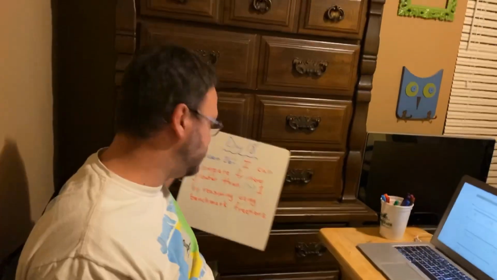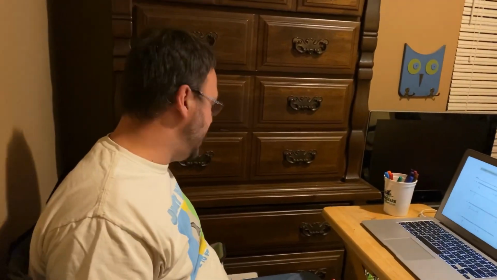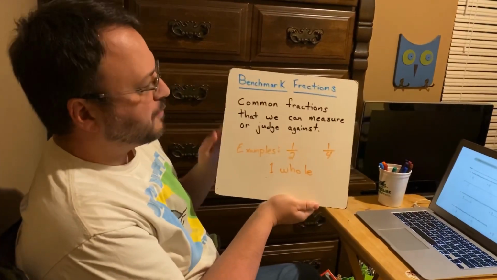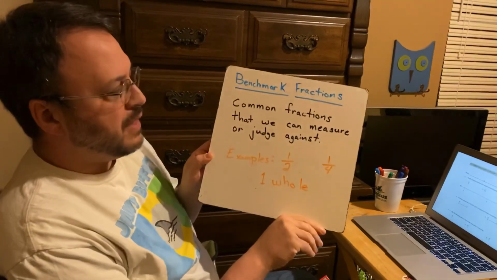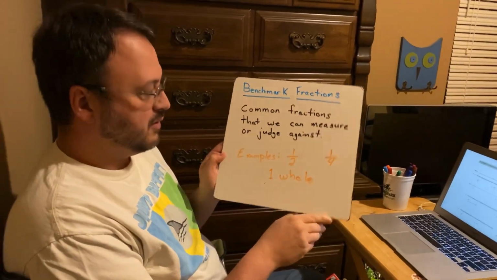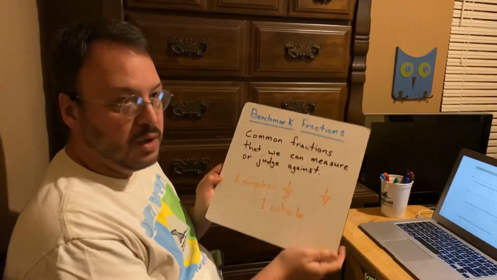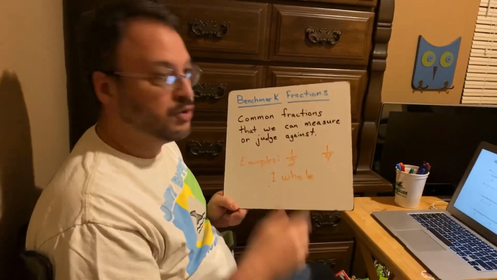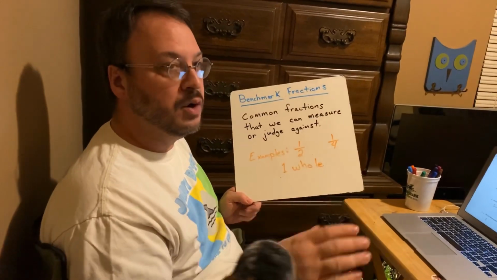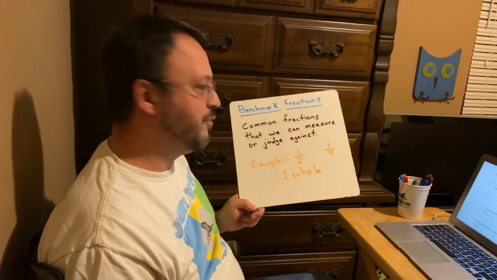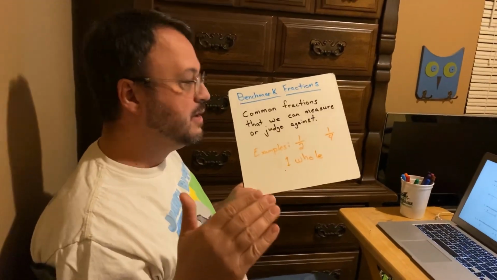And benchmark fractions, because I've had a lot of questions about that, are just this. A benchmark fraction is a common fraction that we can measure or judge against. Some examples are 1/2 or 1/4. We know what 1/2 and 1/4 are. If I drew that pizza, you know that 1/4 is 1 piece out of 4 pieces of pizza. Or 1/2. We know what 1/2 looks like.